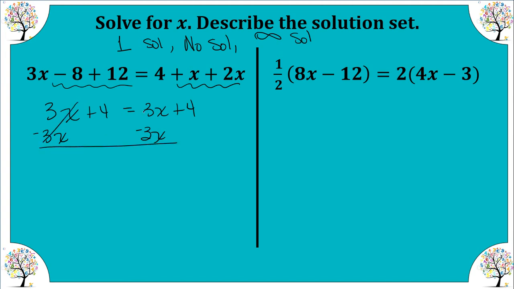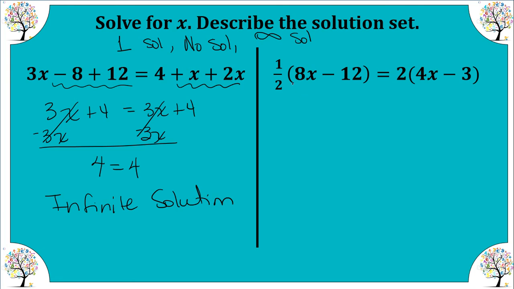We notice that the variables are going to be eliminated. We have a +4 equal to a +4. We have no variables. We have a true statement, so this is infinite solutions. Any value will make our equation true.